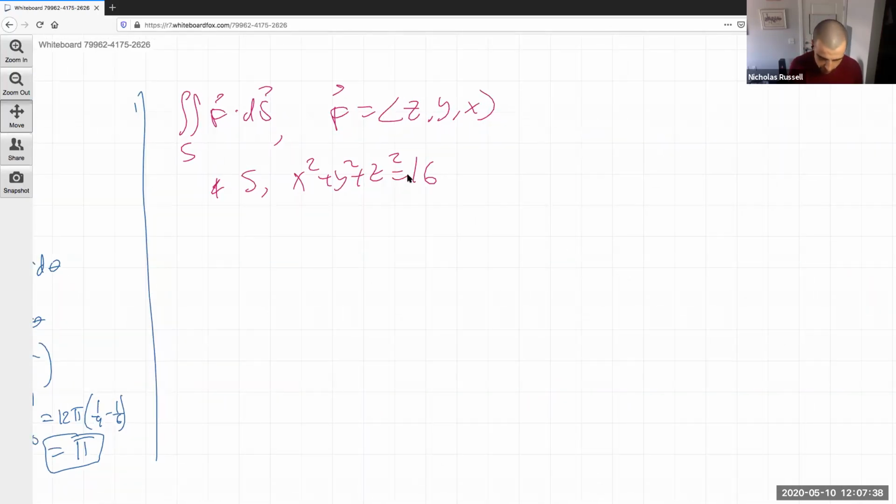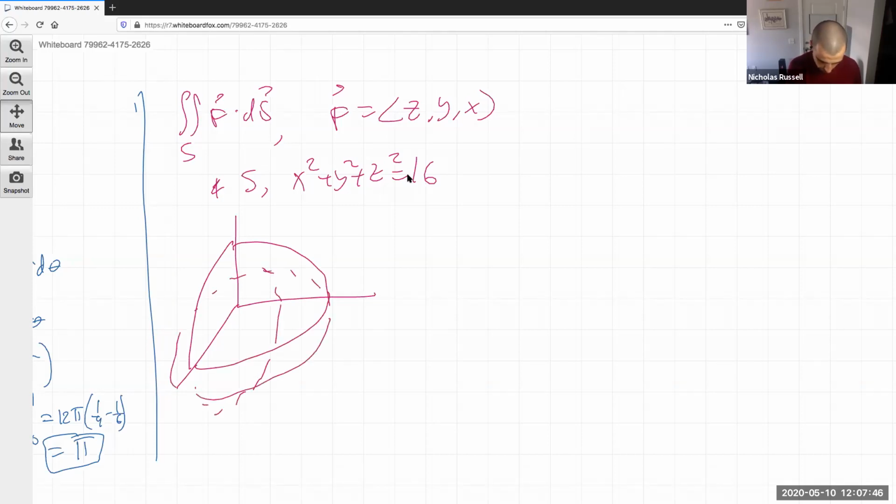So again, this surface here is this ball of, I'm very bad at drawing a sphere right now, but it's this ball of radius 4, right? This is the radius 4. And what would I have to do if I was trying to evaluate this integral? Just kind of going through the whole process. I'm not going to go through it all, but just think about what you would have to do.